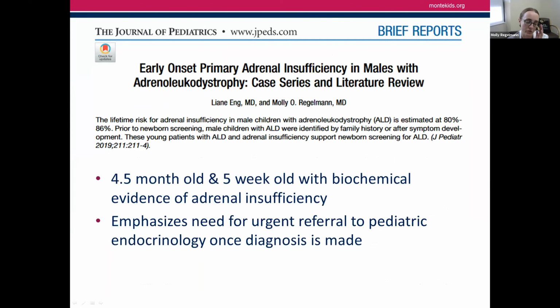I just want to point out that newborn screening has been helpful. One of my fellows and I published a case a few years ago of two boys who had biochemical evidence early on of adrenal insufficiency. Both had frank adrenal insufficiency, developed relatively young, and have been on treatment and successfully have not had any problems with adrenal crisis or adrenal function beyond just needing hydrocortisone replacement at this time. It just emphasizes why newborn screening is so important.